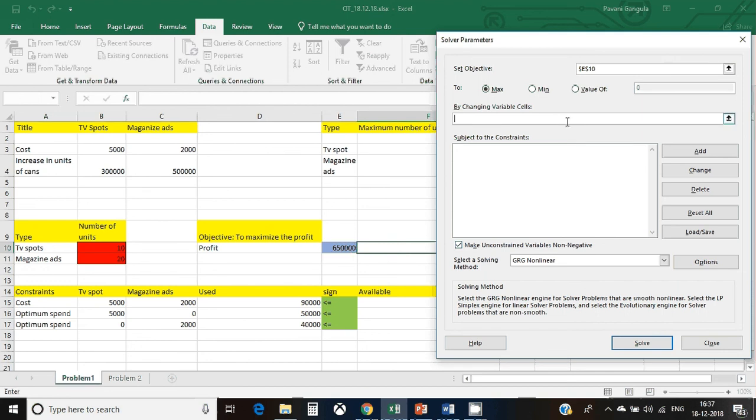Next, we need to mention the variables which have to be changed. That means B10 and B11, because only by changing these two particular cell values the Excel can actually find out what the optimum solution to maximize the profit for this problem is. Next, we have to give the constraints. To give the constraints, click on Add.